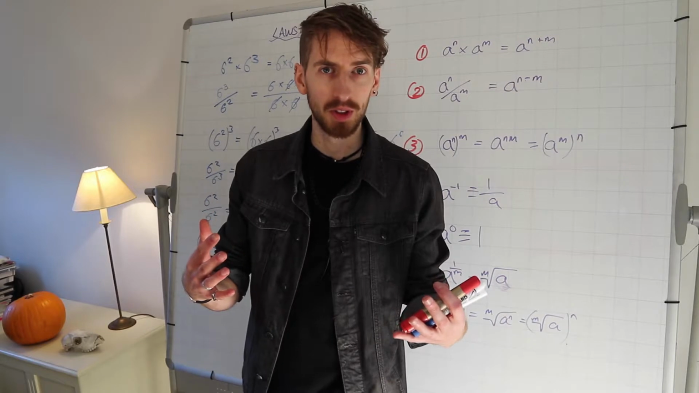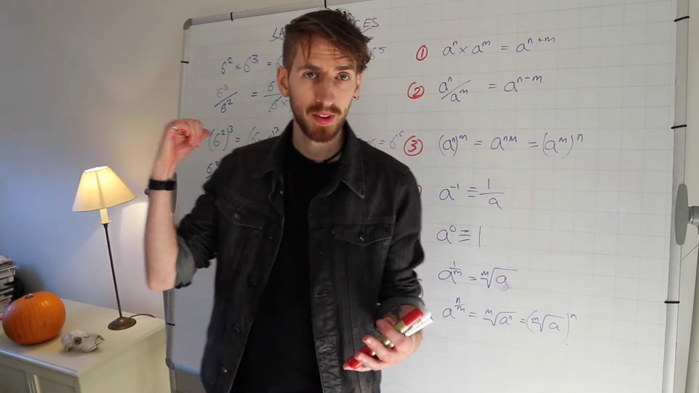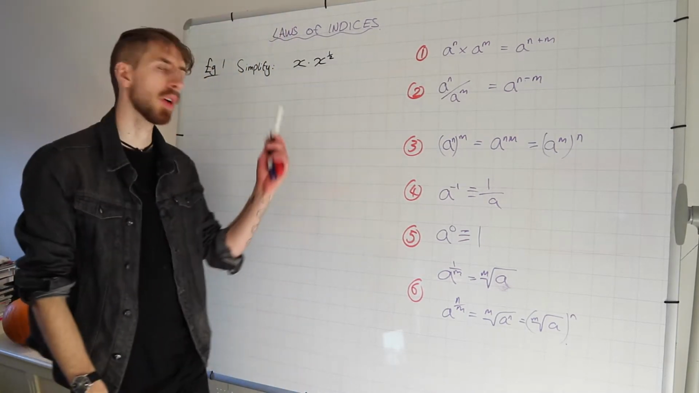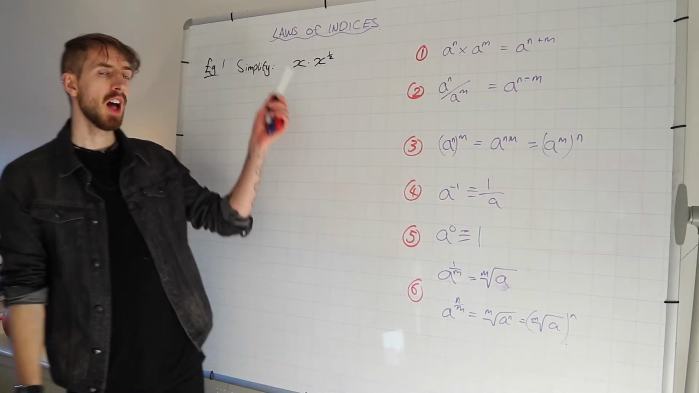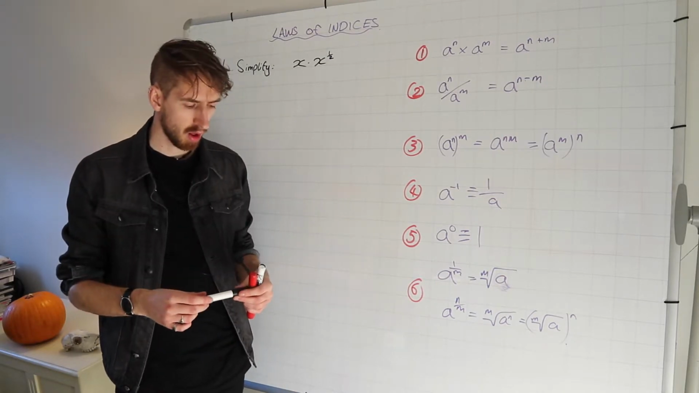So, let's actually have a go at using some of them. Now, I'm going to have to get rid of some of that, but we'll keep all this down that side. Hopefully that'll be all right. All right then, this is our example. Simplify x times x to the half. This is just a bog standard kind of example.